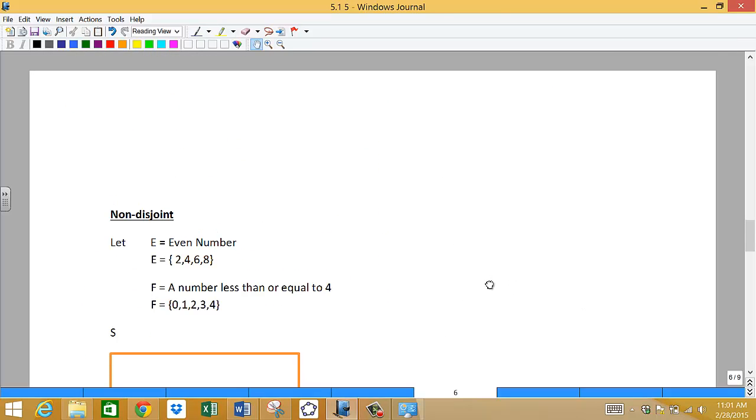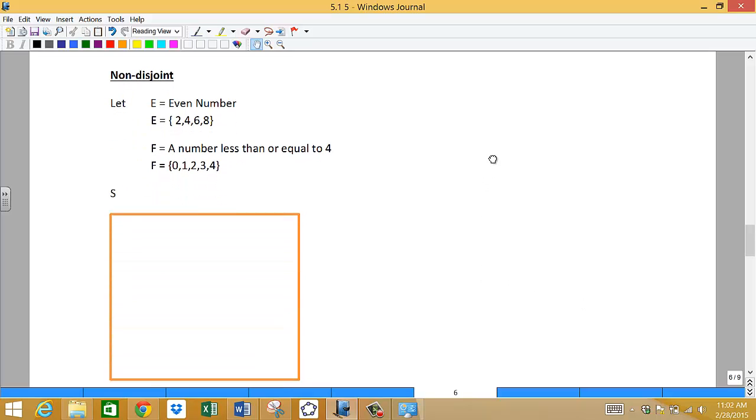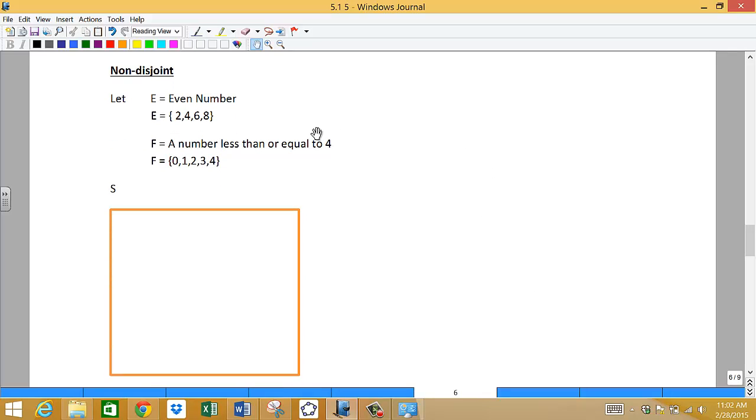Okay. So here we've got non-disjoint. Same sample space. This time we let E be an even number: 2, 4, 6, 8. And F be a number less than or equal to 4: 0, 1, 2, 3, 4. Now watch what we do here. This time when we draw the two events, we're going to have to be very careful to draw them as overlapping. So E and F.